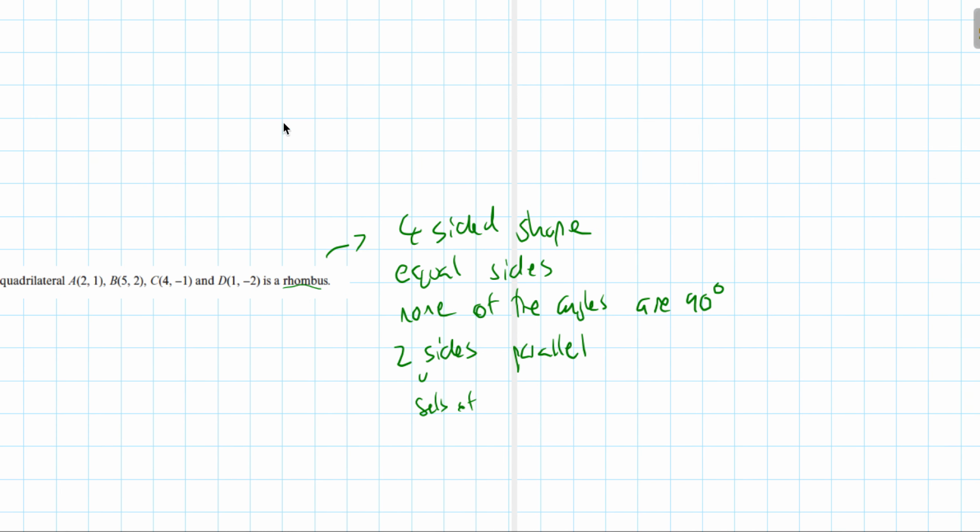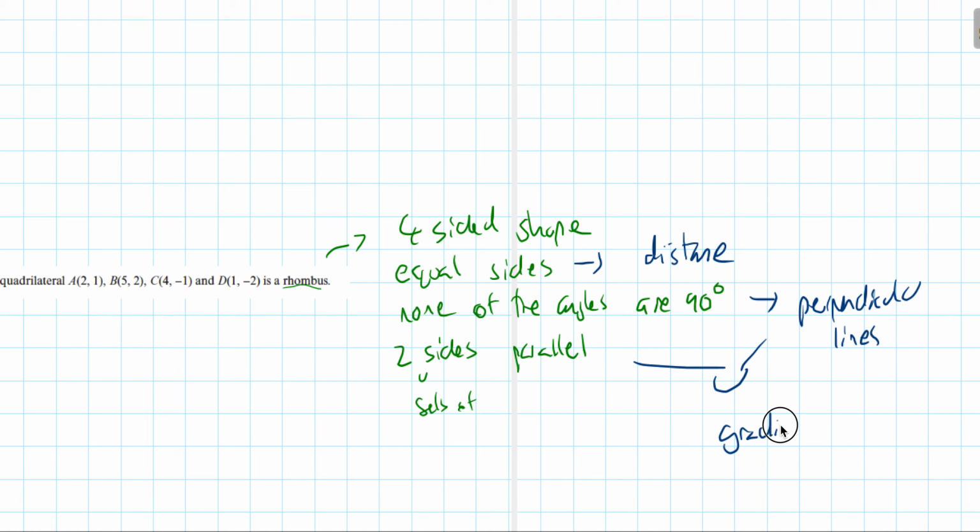Now, the fact that the sides are equal, we can measure that through the distance, and then all of the angles, we can check for perpendicular lines. For this one, we can do that through finding the gradient, because we can also show that two sides are parallel because they'll have the same gradient, and then you can compare the two gradients that you should get to determine whether they are negative inverse of each other, which would imply that they are perpendicular.